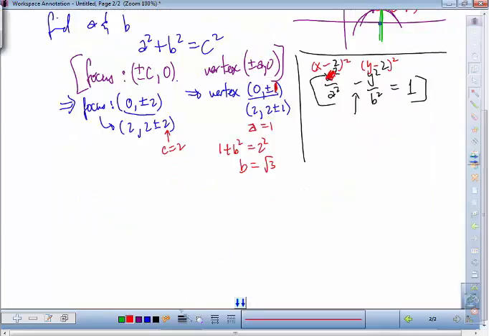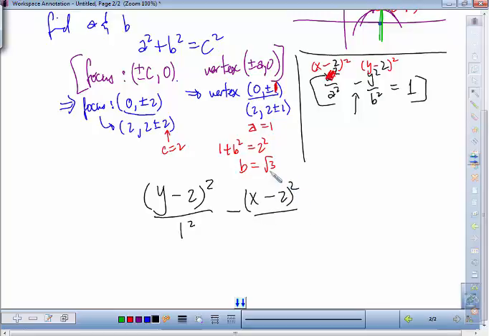All right, so our equation then should look like this. Y is first, shifted at 2, divided by the A value that you have, which is 1 squared. And then the X is the one with a minus sign. And then the X value of the center is 2 also. And then this time the number that goes under the X is the B value. So it's square root of 3 squared, so I can just put 3 there, is equal to 1. Okay?